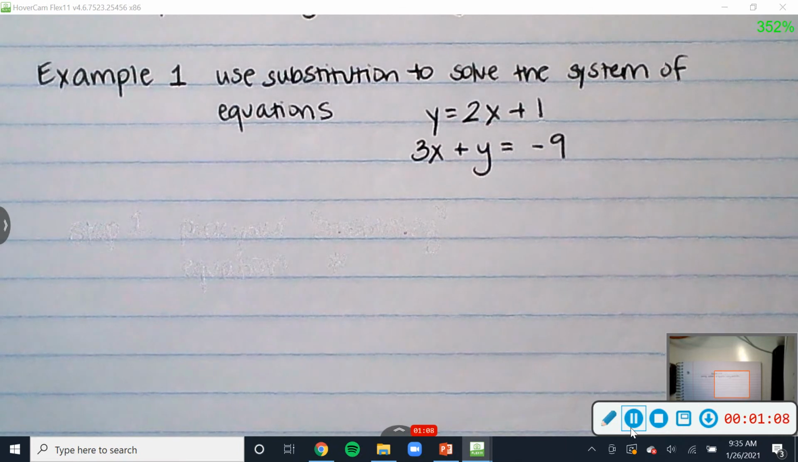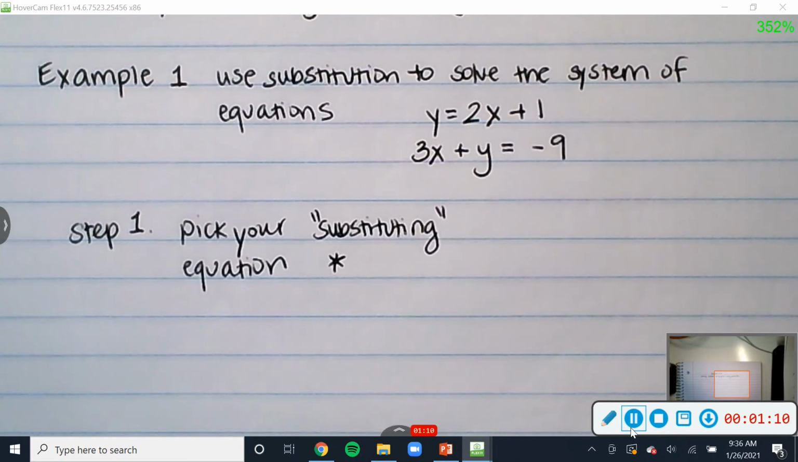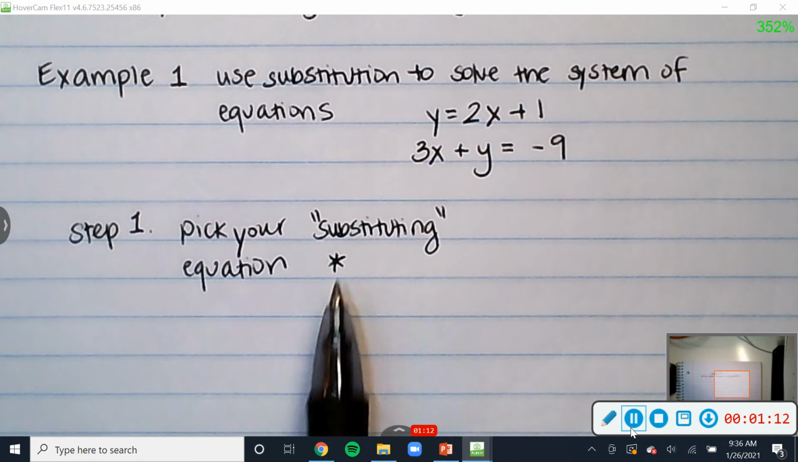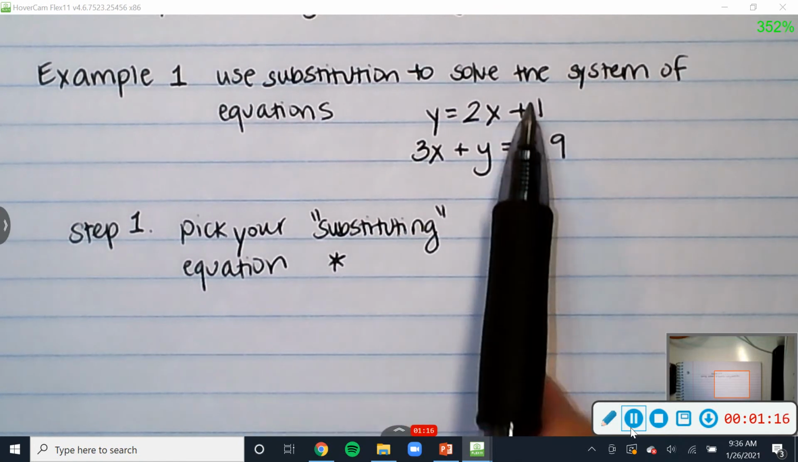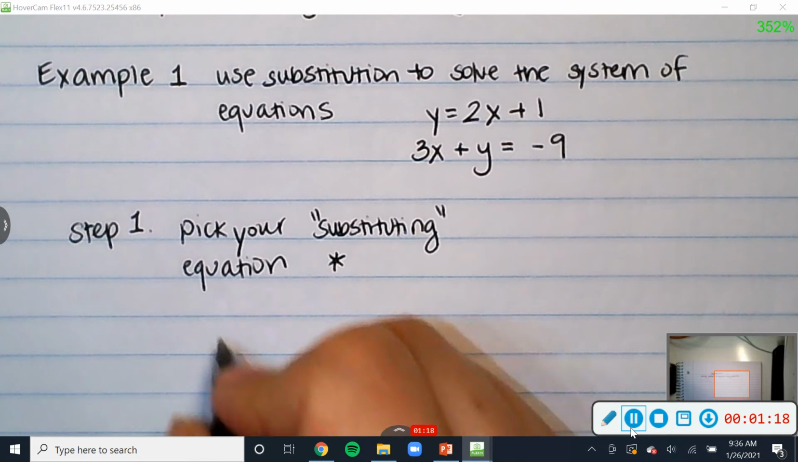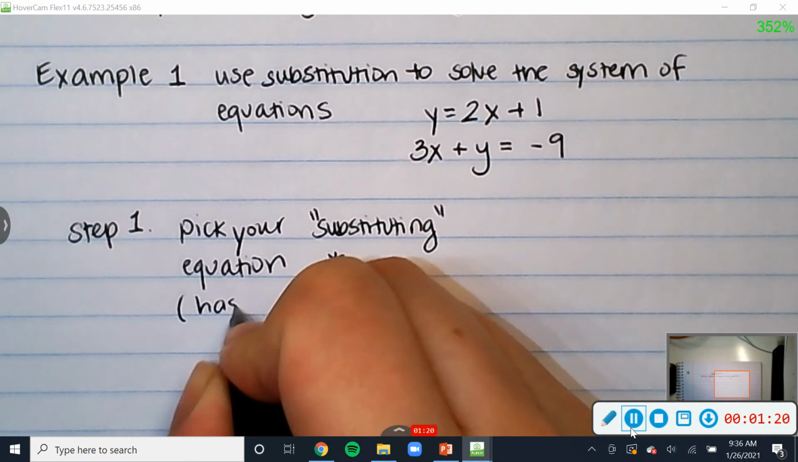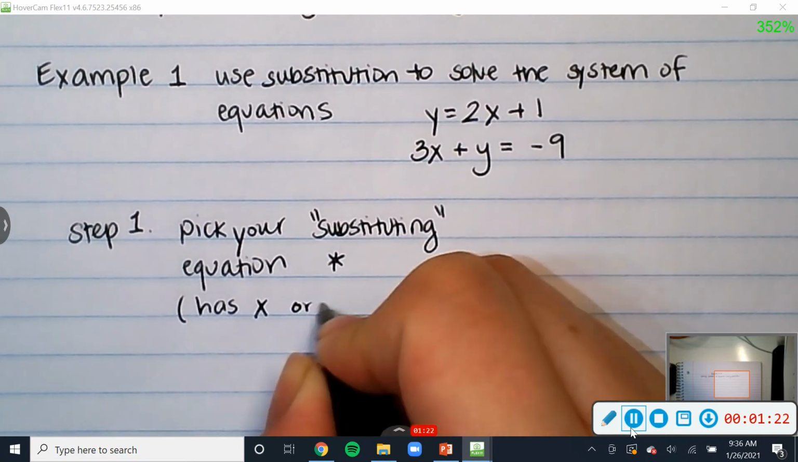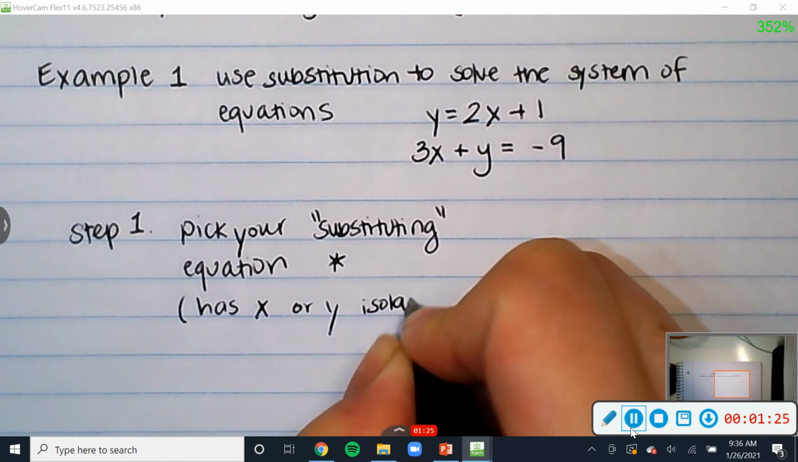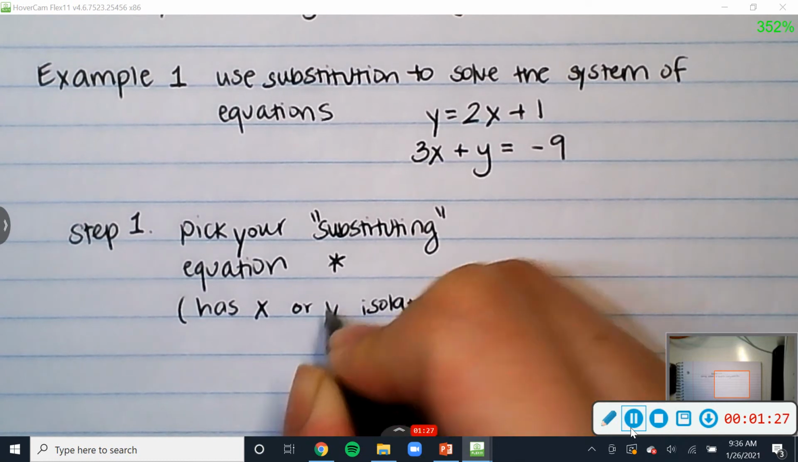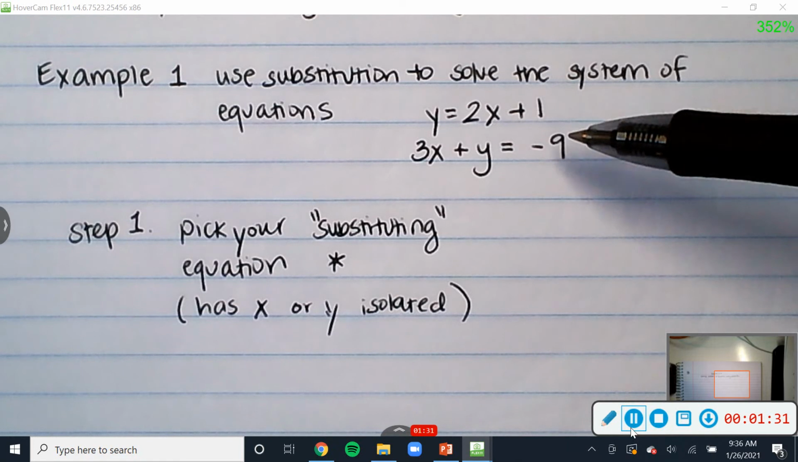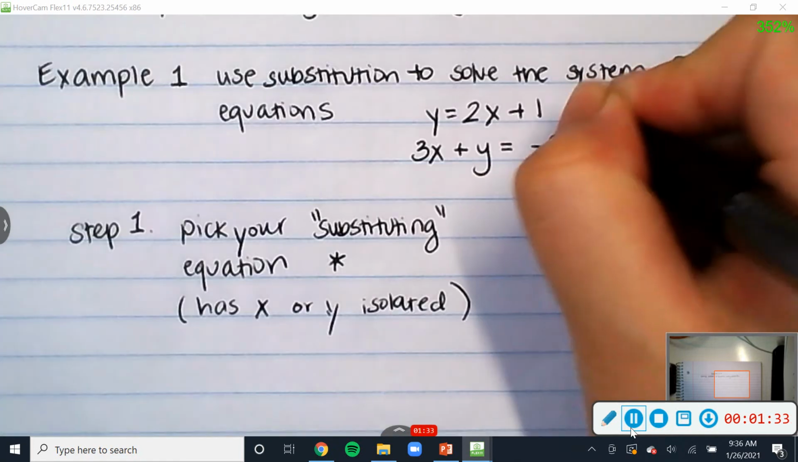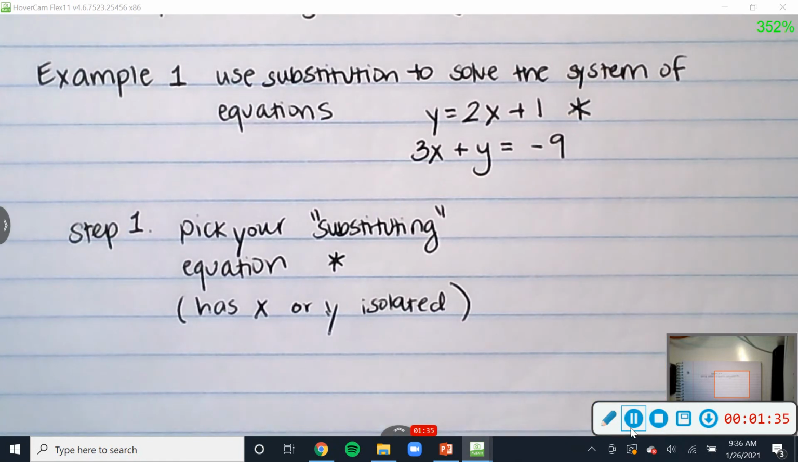Step 1 is to pick your substituting equation. Once I pick an equation, I like to put a star next to it. In order to pick the correct one out of these two, what you want to look for is if it has one of the variables, either x or y, isolated, meaning it's all by itself. So I want to look for, does one of these have x or y by itself? The first one right here does have y by itself.